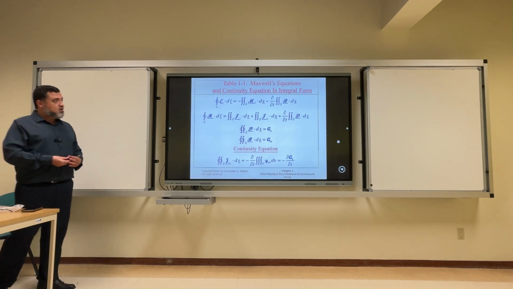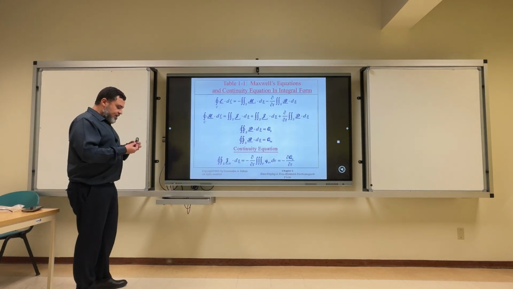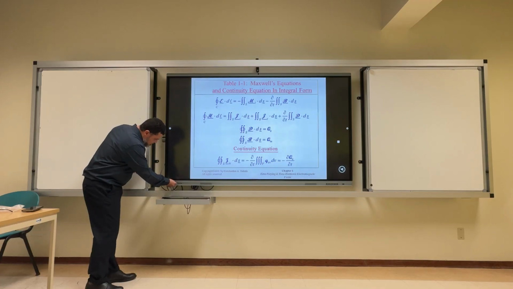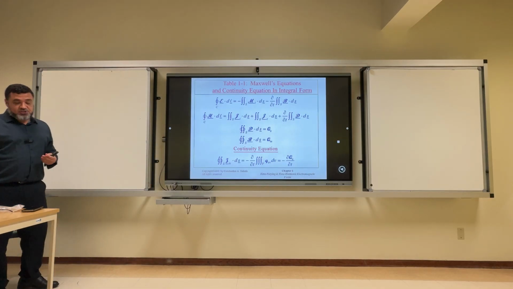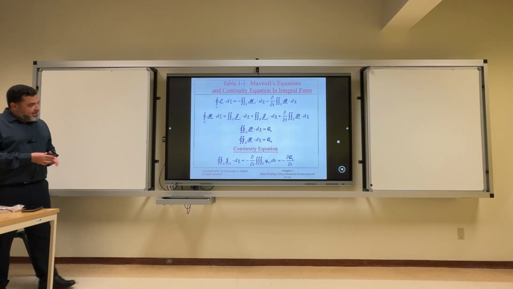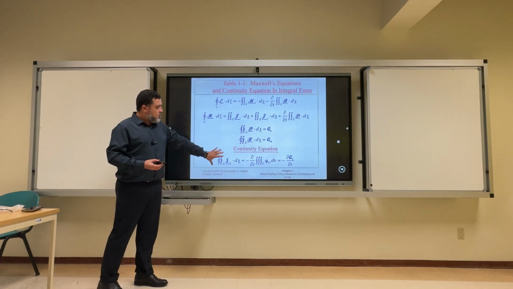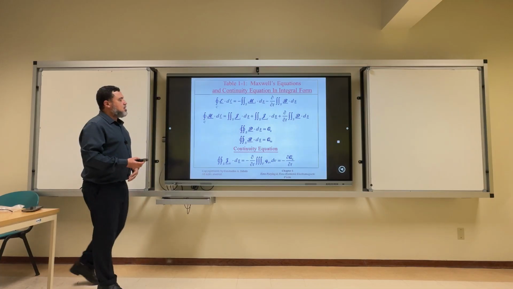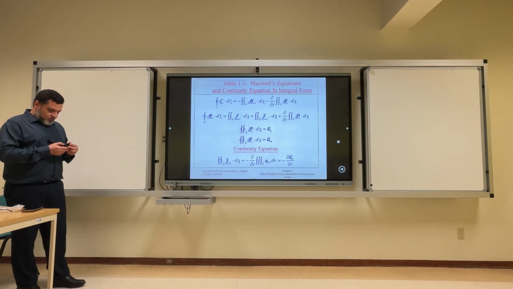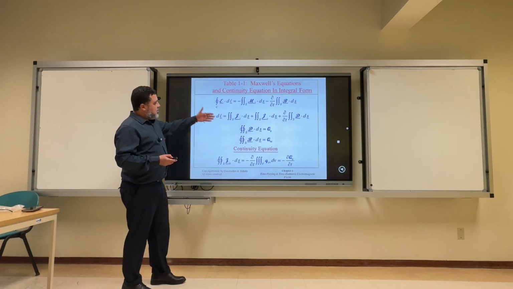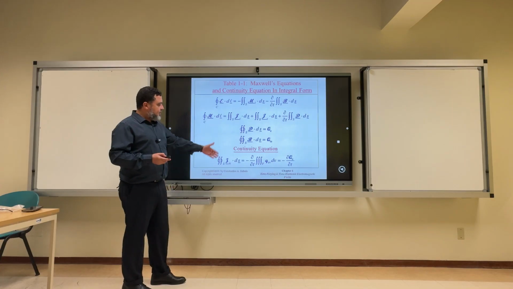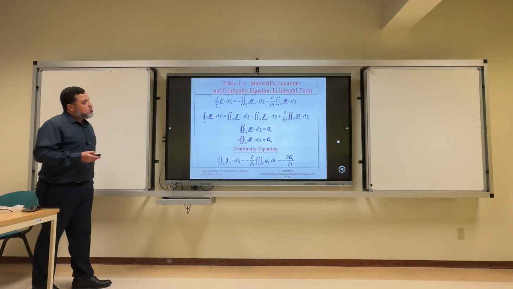The definition or the formulation of Maxwell equations in integral form. These are the four Maxwell equations in integral form, and also we have the continuity equation, which can be derived from the differential form as we have seen before. So we have here Faraday's law, Ampere's law, Gauss's law for the electric field, Gauss's law for the magnetic field, and the continuity equation.